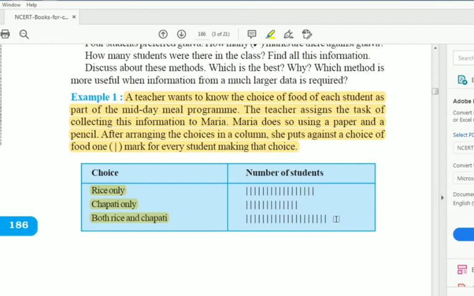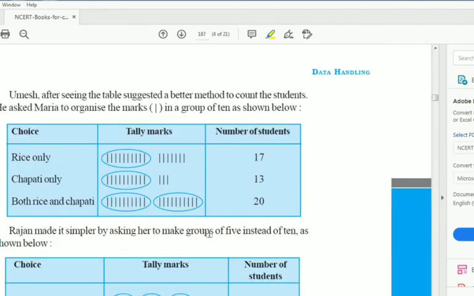You can see it is very difficult to count. 1, 2, 3, 4, 5, 6, 7, 8, 9, 10, 11, 12, 13, 14, 15, 16, 17. So how many students want only rice? 17. But you can see it takes time to count. Is there any easy method? Yes, there is. We will see. So look here.